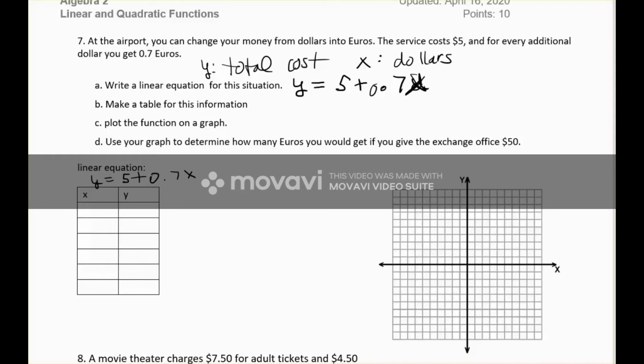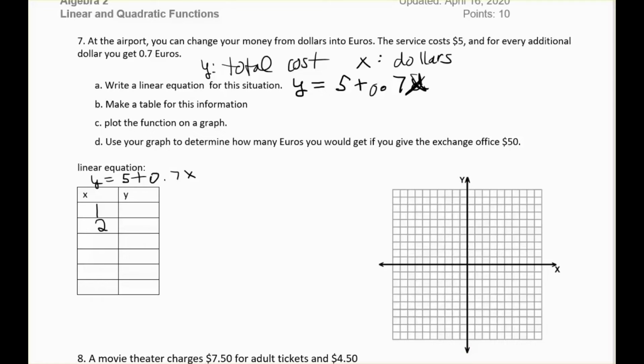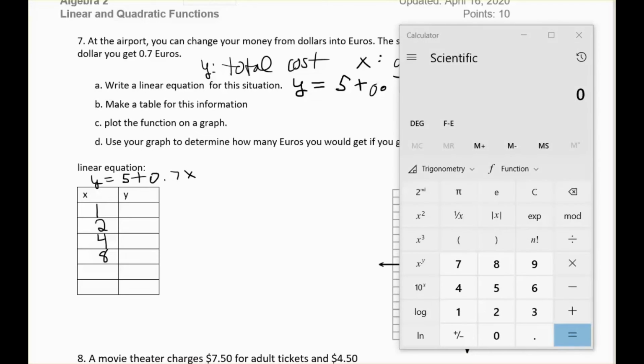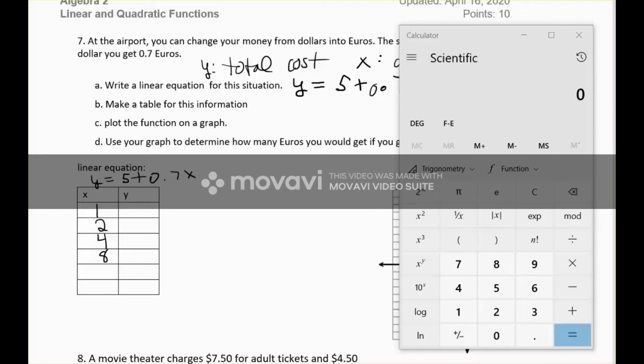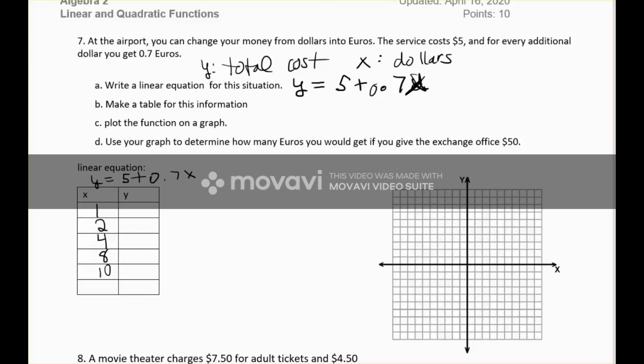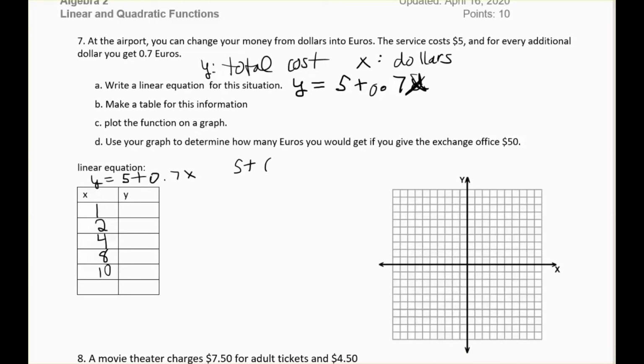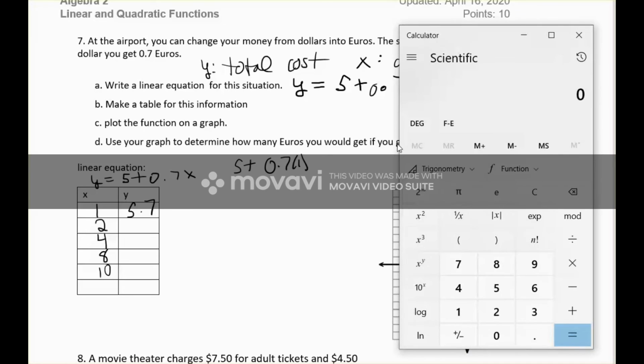And now we're going to pick different values of x. We can pick 1, 2, 4, and let's say 8. So I'm going to pick 1, 2, 4, 8, and I could pick 10. That's probably enough. And then I'm going to plug them into the equation and see what I get for y. So at 1, I would have 5 plus 0.7 times 1, and that's 0.7, so 5.7. We can use a calculator if they get a little trickier. So let's do 5 plus 0.7 times 2.